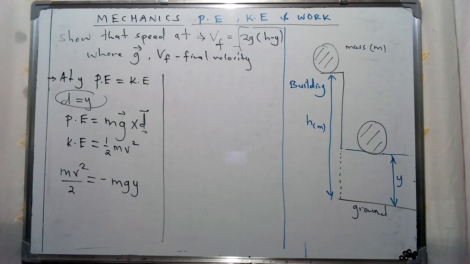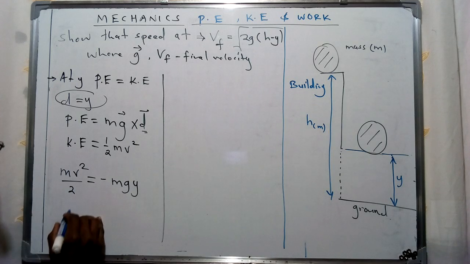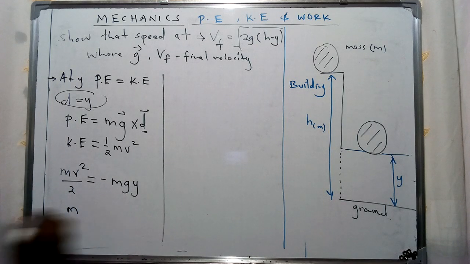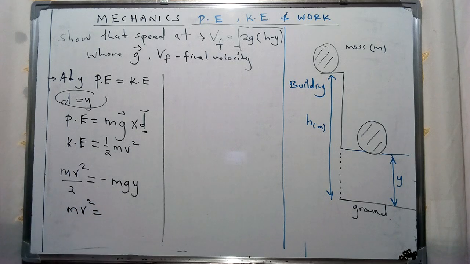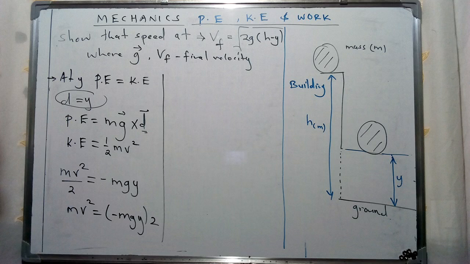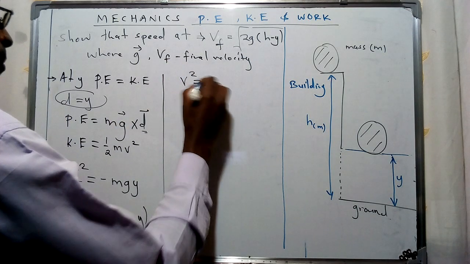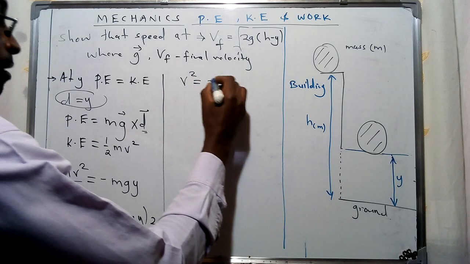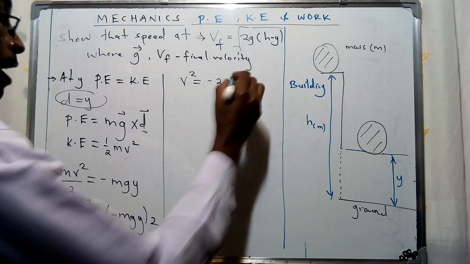So a further evaluation of this specific equation is going to give us, of course, we're going to go slow. So this is going to be mv squared is equivalent to the negative value of mgy times 2 from this specific case, and therefore further referring to the product of velocity squared given as negative value of 2gy.